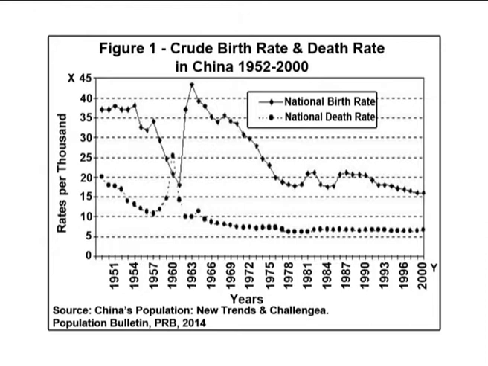Figure 1 shows the trends in the birth rate and death rate in China between 1951 and 2000. To start with, it can be seen that in 1951, the death rate is lower at 20 per thousand and the birth rate is high at around 37 per thousand.